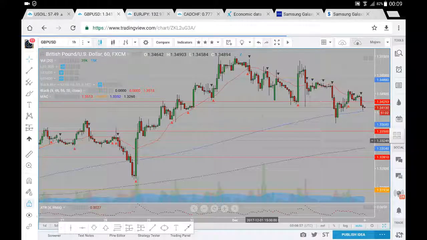This is the pound dollar analysis for Wednesday, the 6th of December. Now, let's have a look at where prices have gone and where they're likely to go.